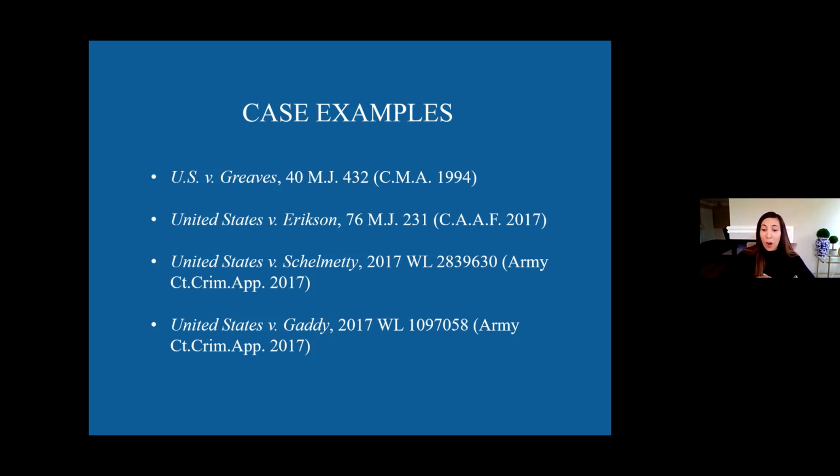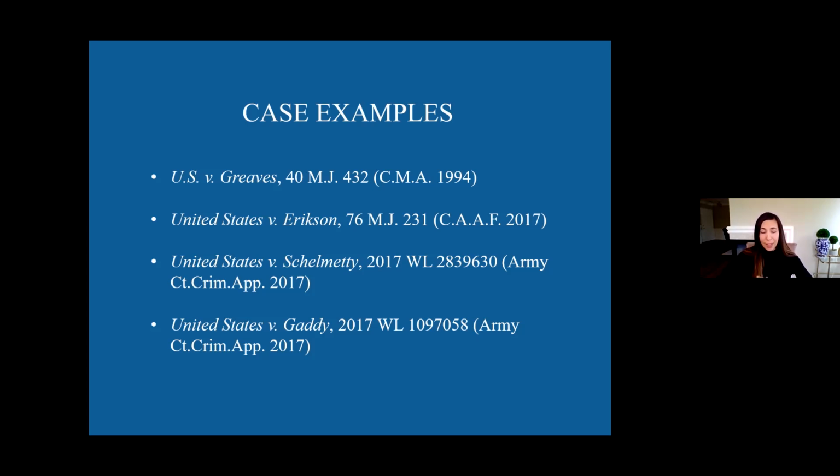Switching gears to another common 412 issue that a VLC might encounter: evidence of a victim's past sexual accusations against others. For example, the defense might seek to introduce evidence to show that the current accusation against the accused is false. And to demonstrate an alleged false accusation, the defense might seek to impeach the victim's credibility by any and all means practicable.